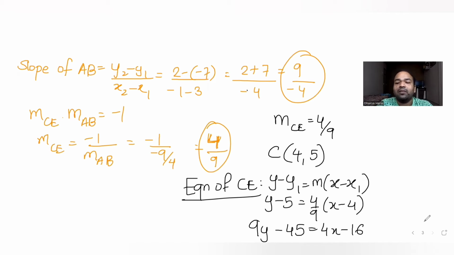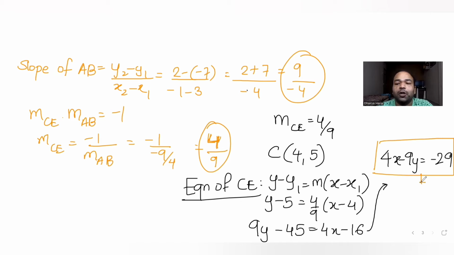Taking everything on one side, 4x minus 9y, and on the other side minus 45 plus 16, which is minus 20. So you have another equation also of the altitude.